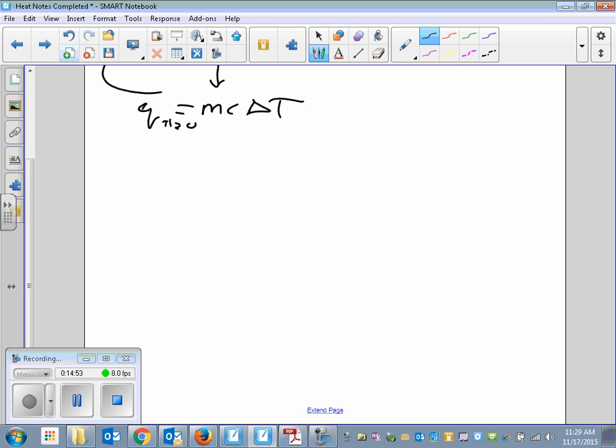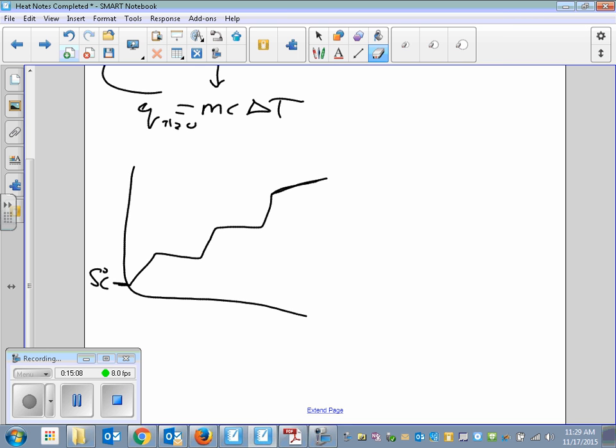Now draw a heat curve. What was the temperature initial? Negative 5 degrees C. And what was the temperature final? 1, 2. Sorry, I went too far. What was the temperature final?